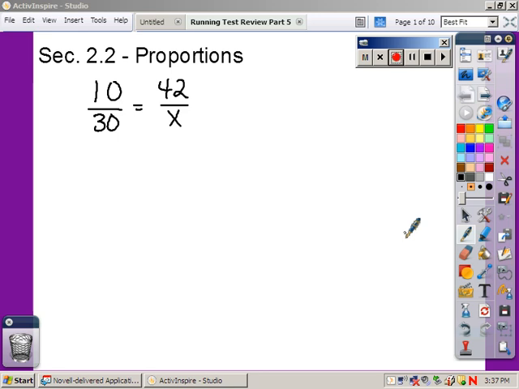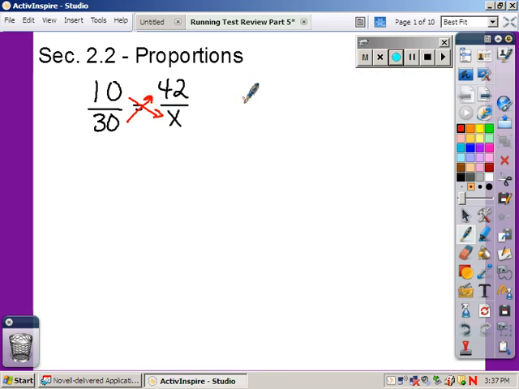Okay, guys, here we are with running test review, page 5. We've added proportions to this one. It seems like proportions haven't been too hard for most of you, so if you can remember, a basic proportion is solved by cross multiplying. This first one just does the cross multiply with you.